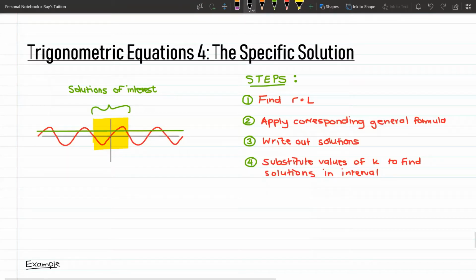Everybody, and welcome to this video on trig equations. In this video, we have a look at finding a specific solution. So what do I mean by that?